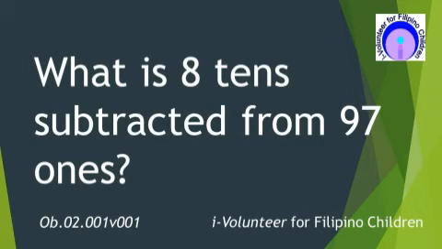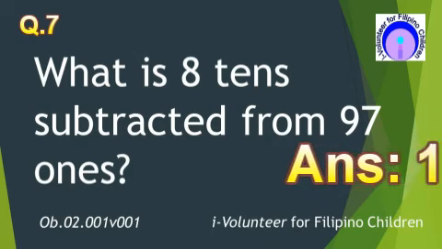Question number 7. What is 8 tens subtracted from 97 ones? The answer is 17.